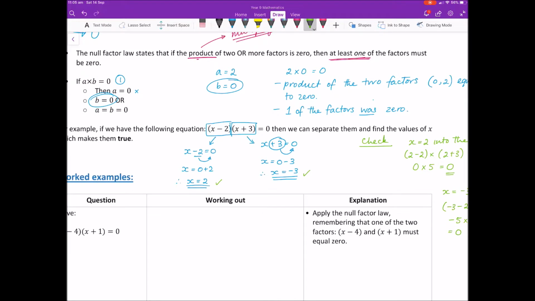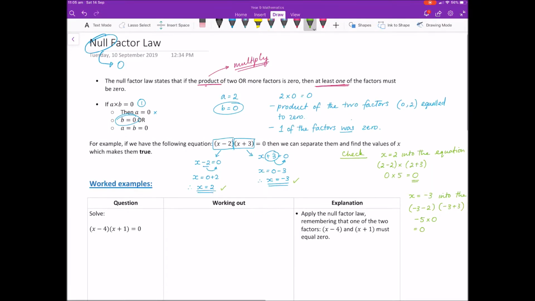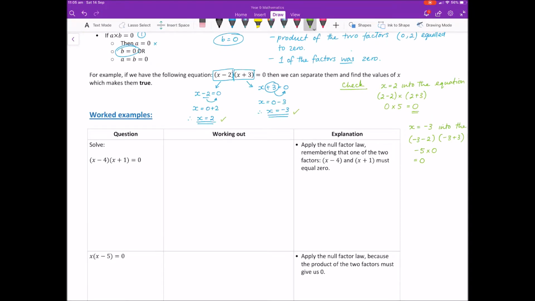So now, keeping this in mind, let's have a go at doing some of the examples, applying what we've just learned. So I've got the equation, x minus 4 times x plus 1 equals 0. So now one of these factors must equal 0. So what we can do is again split them. So I can have x minus 4 equals 0. So I'm going to have x is equal to 0 plus 4, because I'm taking this negative 4 to the other side. And I've got an answer of x equals 4.